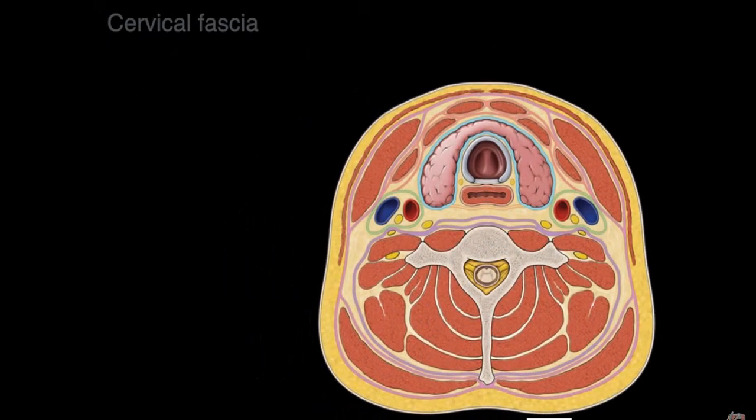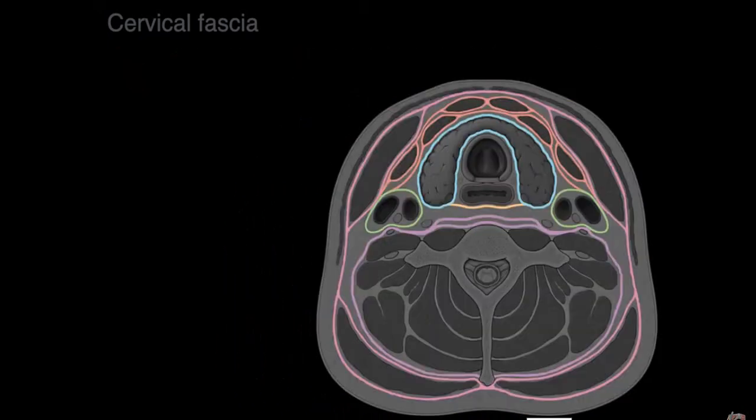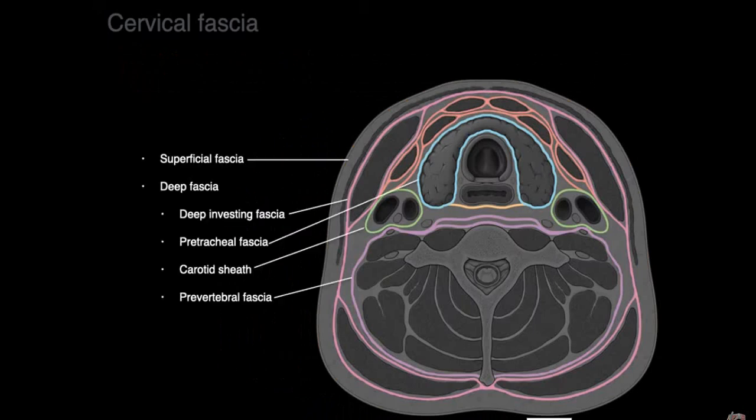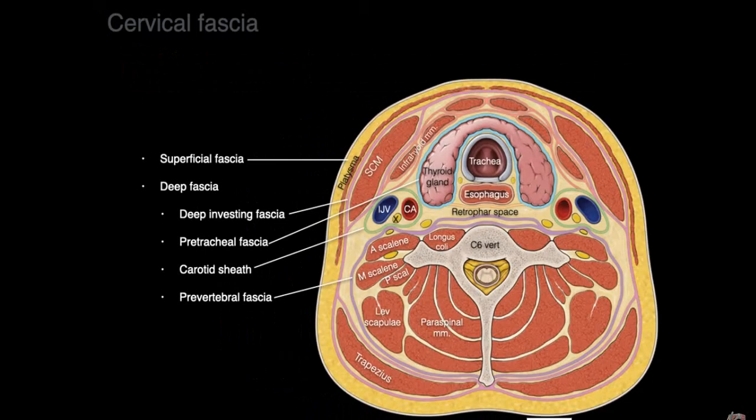And so here's the picture, and there are the fascial planes within that we're going to talk about that compartmentalize concentrically. And there are the different fascial planes and the anatomy contained therein. We're going to talk about superficial fascia, then deep fascia, and the subdivisions.